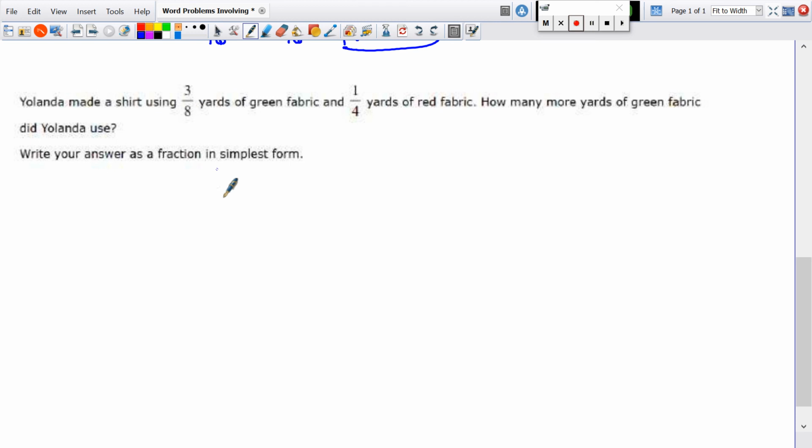Yolanda made a shirt using 3/8 yards of green fabric and 1/4 yard of red fabric. How many more yards of green fabric did Yolanda use? How many more? That means subtract. So we're going to subtract. I'm going to multiply the denominators. 8 times 4 is 32. The negative in the middle goes in the middle of your numerator.